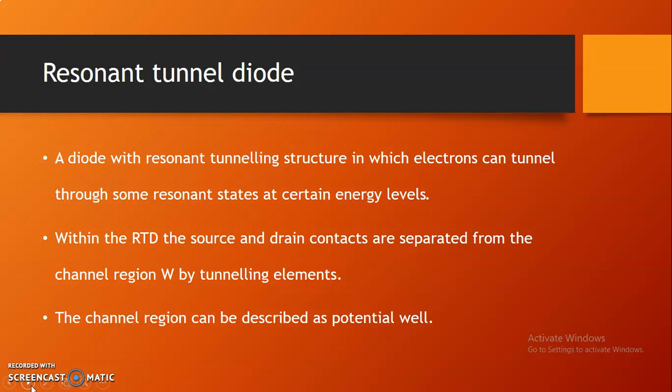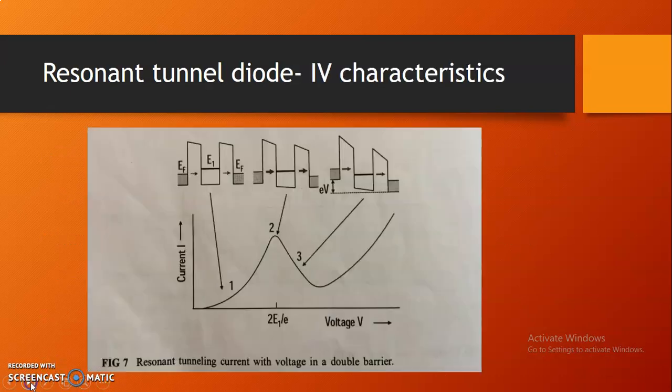A diode with a resonant tunneling structure in which electrons can tunnel through some resonant states at certain energy levels. Within the RTD, the source and drain contacts are separated from the channel region by a width W, and the channel region can be described as a potential well.